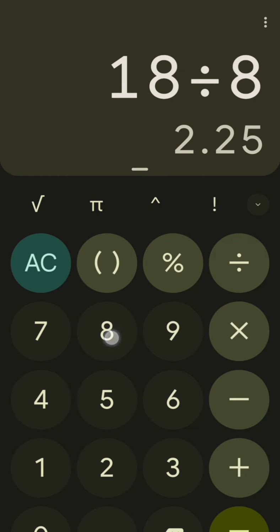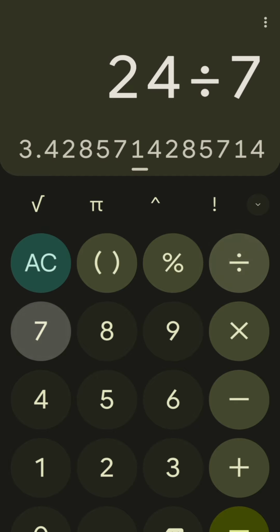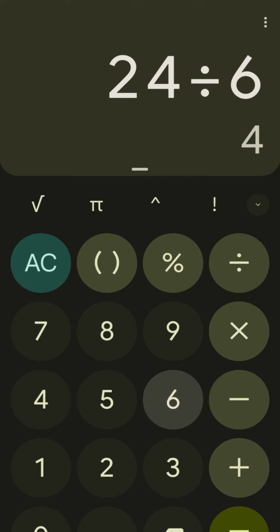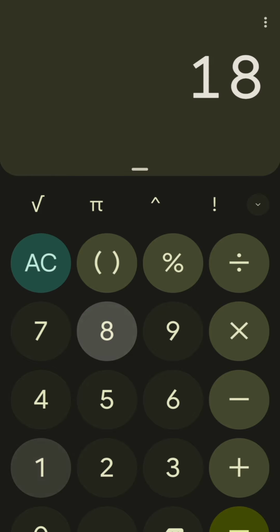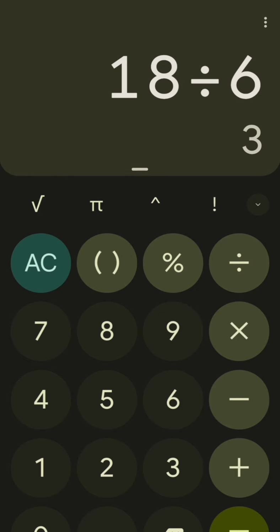24 divided by 7. All right, 6. All right, 6. Now, it's saying that it's divisible by 4. What about 18 divided by 6? Perfect. It works for both numbers in both cases. So that's pretty much how we're trying to program this. I showed it just an example of what I'm doing just so we could get the understanding out the way.